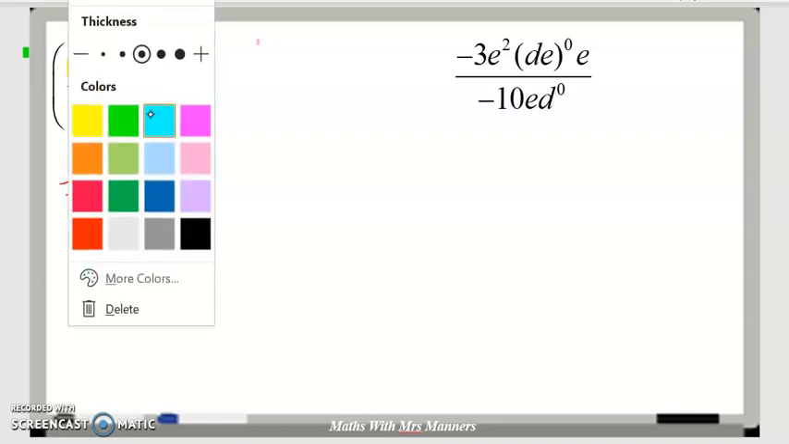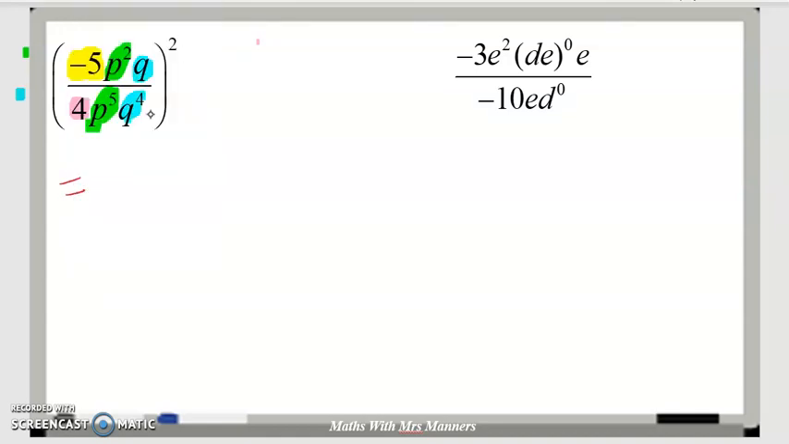And we've got some Q's. So pretty. Alright, so the first thing I'm going to do is raise the minus 5 to the power of 2. So that just means minus 5 times minus 5. And that's 25. And I'm going to do the same to the bottom. If I'm squaring a fraction, I need to square the numerator and the denominator. So 4 to the power of 2 is 16.